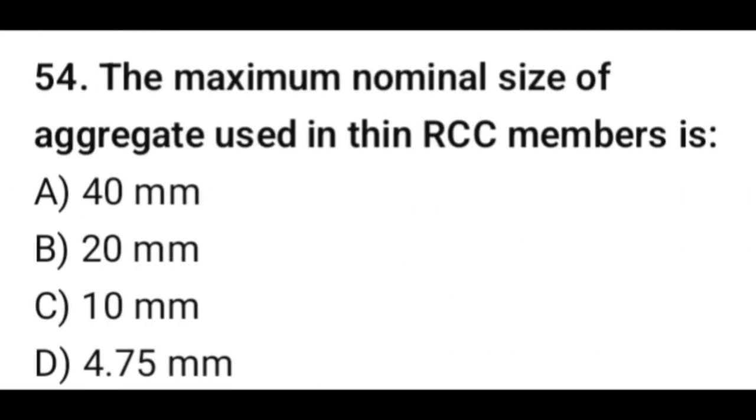Next question. The maximum nominal size of aggregate used in thin RCC member. Option A is 40 mm, option B is 20 mm, option C is 10 mm, option D is 4.75. So the right answer is option C, 10 mm.